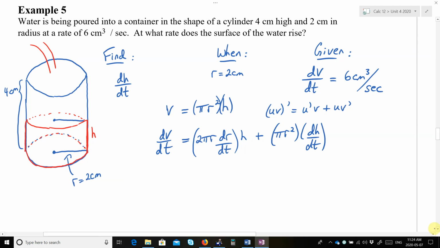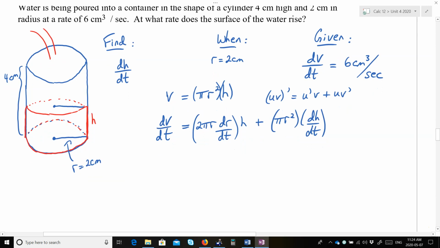But the good thing about this is, if we look at a cylinder, again we have to ask ourselves, does that r ever change? When we are pouring water in here, does the r ever get bigger or smaller? No. Okay, as you go up the cylinder, the r always stays the same, so the change in r with respect to time is 0.